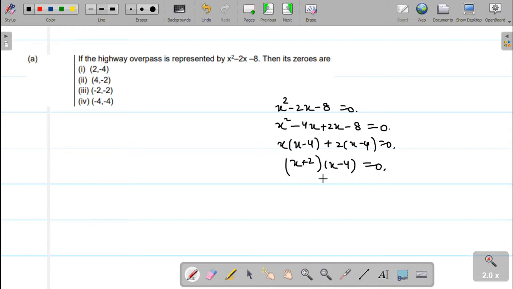So the zeros of this polynomial: what are zeros? Let me repeat. Zeros are those values of x for which the polynomial will be 0. That is why we have equated it to 0. Now the product of two things being 0 implies either x plus 2 equal to 0 or x minus 4 equal to 0. So we will have x equal to minus 2 or x equal to 4. So these are the two zeros. So this should be option number B, right?